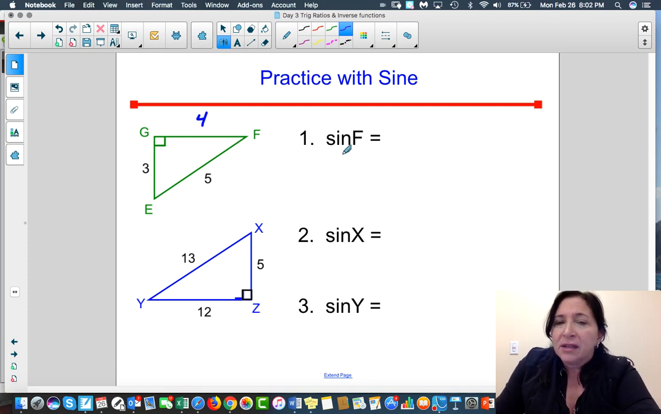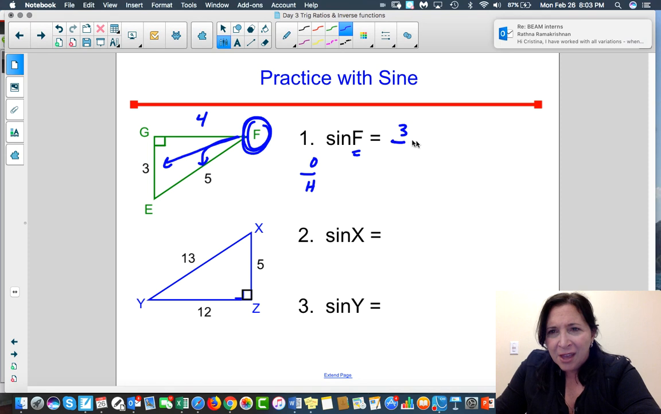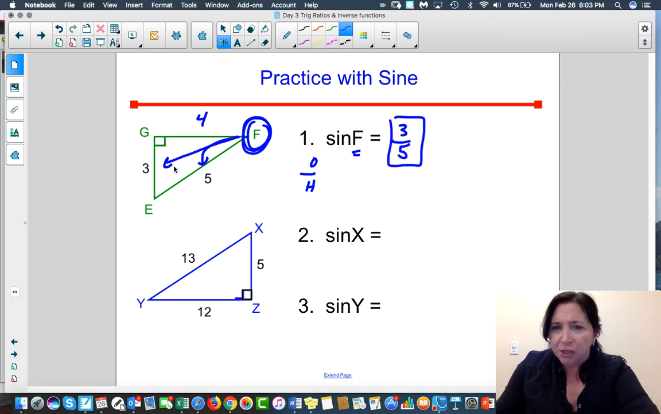Anyway, sine of angle F. You put yourself at the angle that you're looking for, so here you are at F. Sine is opposite over hypotenuse. So the opposite side, which is 3, over my hypotenuse, which is 5. So 3 over 5 would be the ratio for that.